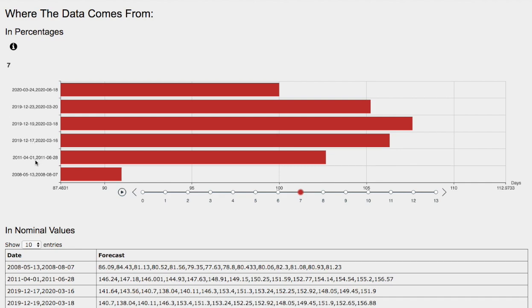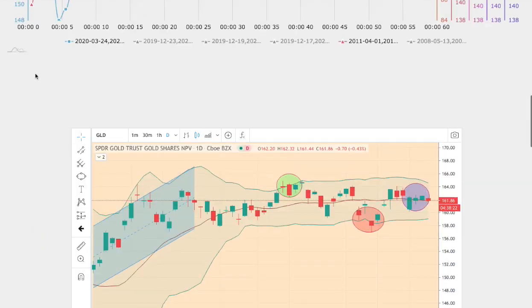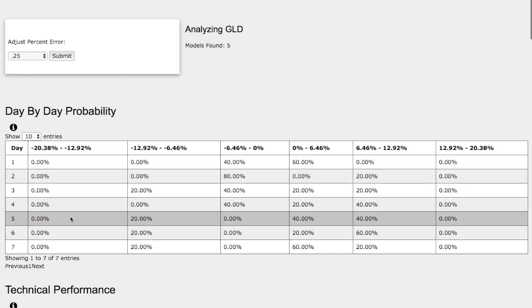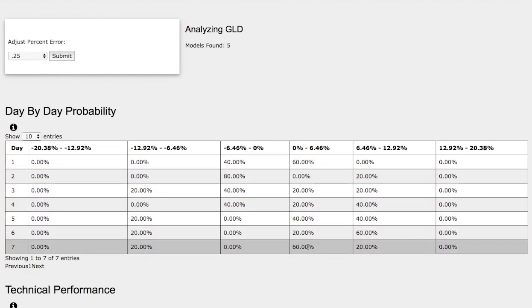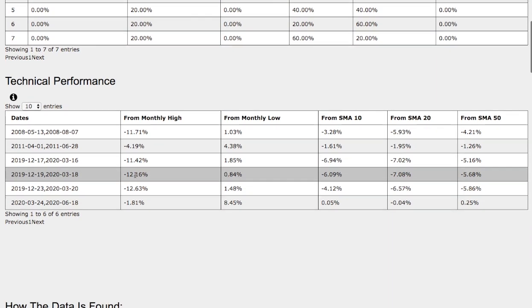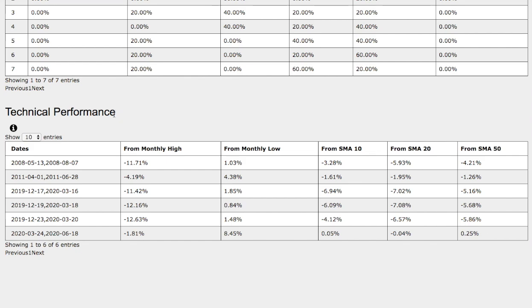So the model that we just examined, April 1st to June 28, 2011, back then gold futures was up around 2.6%. So let's examine the day-by-day probability model for gold futures again. So that coincides with this standard deviation of a 60% chance between 0 to 6.5% in the next coming days. So now let's examine the technical performance of each trend.